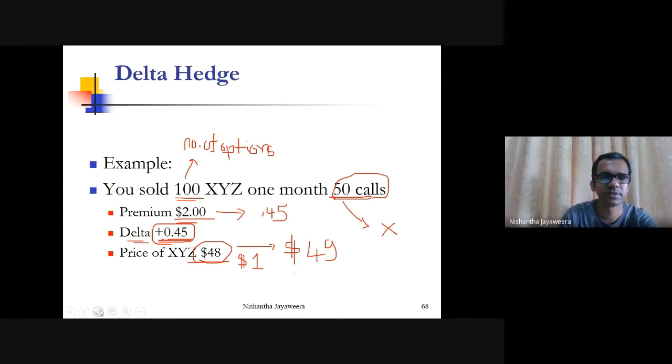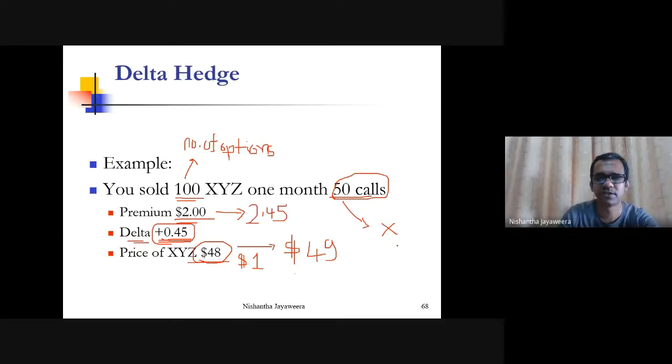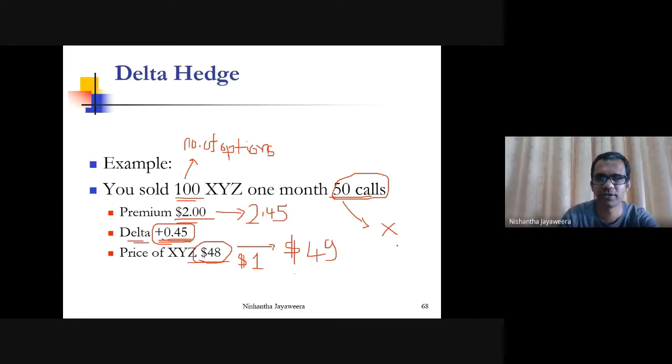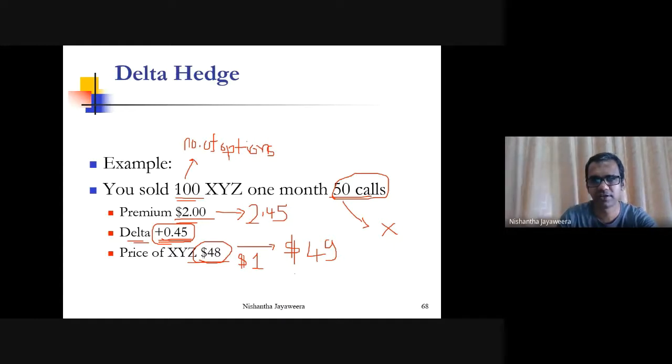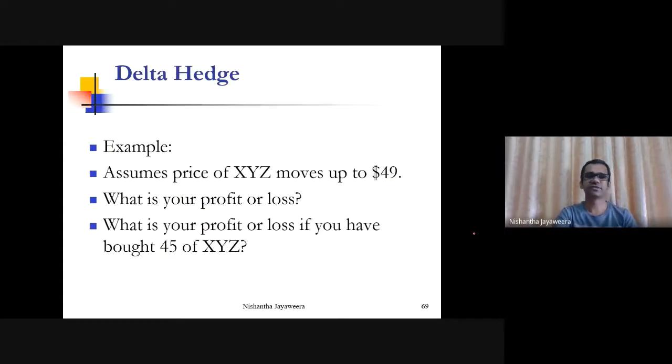Losing. You are losing. Why? Because you have sold. What is the loss? 0.45 per one option. For 100 options, 45.